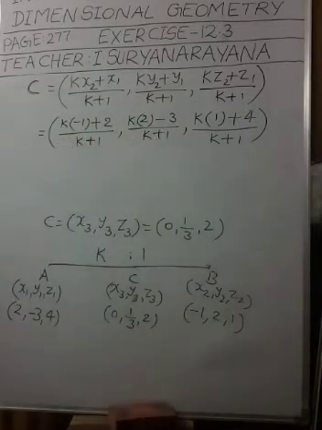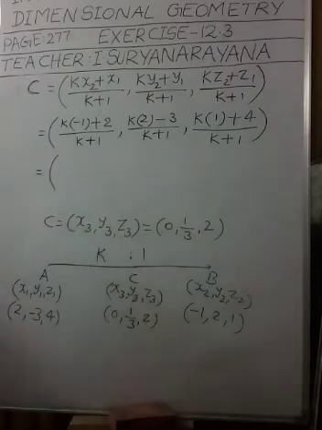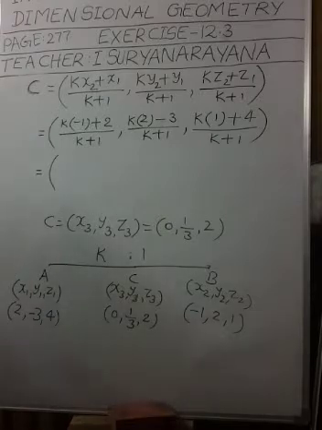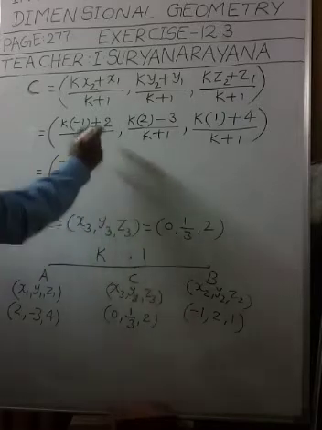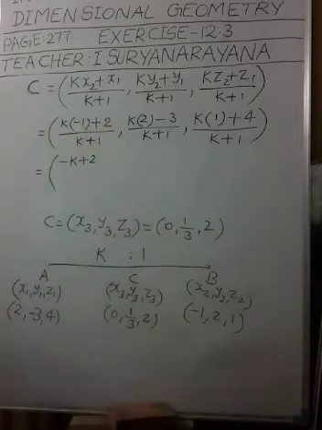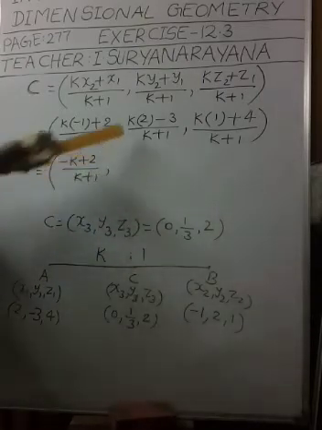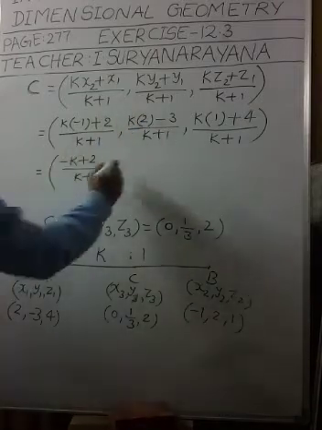Understood this step, my dear children? This is equal to, let us simplify the x coordinate, y coordinate and z coordinate. k into -1, what will you get here? -k, plus the second term as it is, by k + 1. Now let us write the y coordinate. k into 2, 2k.